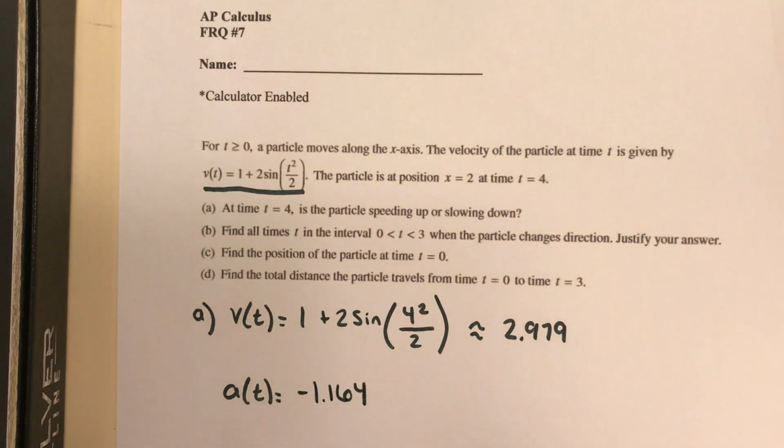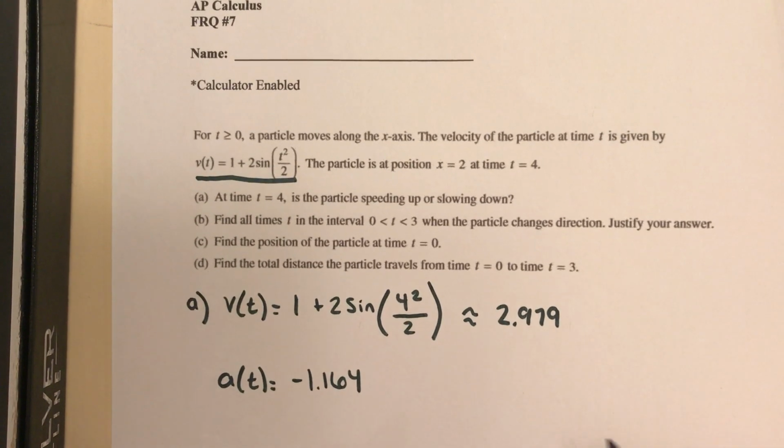So I have a positive velocity, but a negative acceleration. So that would have to mean I would be slowing down because they're working against each other. So basically, we have a positive velocity, so we're going in the positive direction, but our acceleration is negative. So the only thing that would make sense is that we're slowing down.